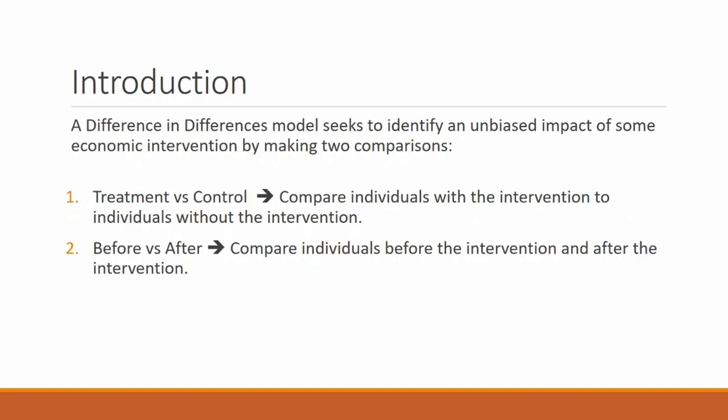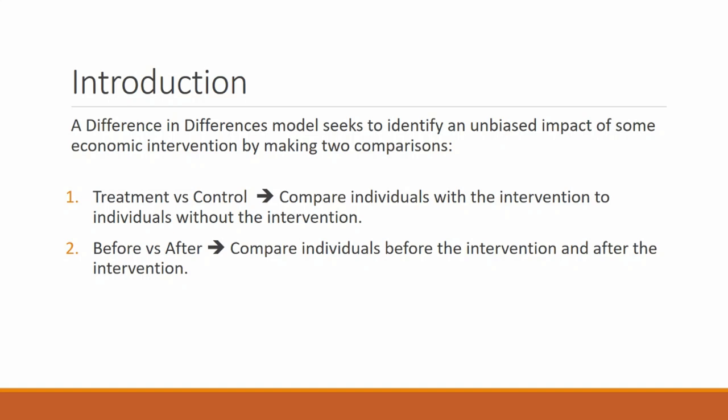A difference in differences model seeks to identify an unbiased impact of some economic intervention by making two comparisons. So it's difference in differences: we're taking a difference of differences. There are two comparisons happening here. The first is that we compare a treatment group versus a control group. That means that when we use a difference in differences model, there's always a treatment group and a control group. There's a group of people that received some intervention, and a group of people that did not. If you've received the intervention, you're in the treatment group. If you haven't, you're in the control group.